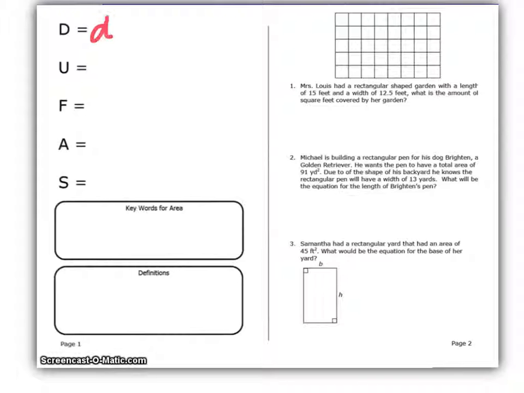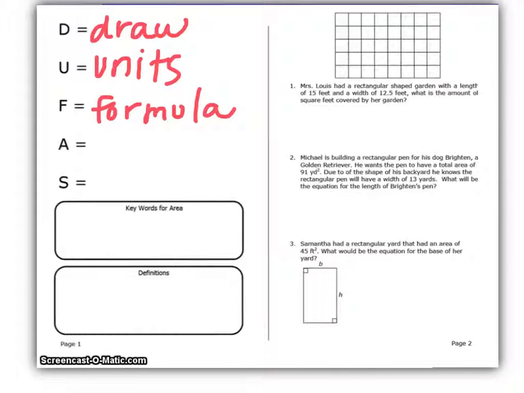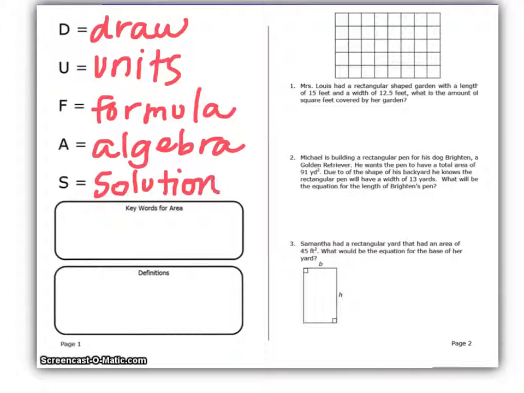And so the D stands for drawing a picture. The U is where we're going to have them check their units, make sure that they don't need to do any conversions to go from feet to inches or yards to feet. The F stands for formula. This is where we're going to have them reference their STAR reference materials to make sure that they're using the right formula to solve a problem. A stands for algebra. That's where they're going to show their work and substitute their numbers into their formula. And the S is their solution, where they're going to check the reasonableness and make sure that they've answered the question that was asked.